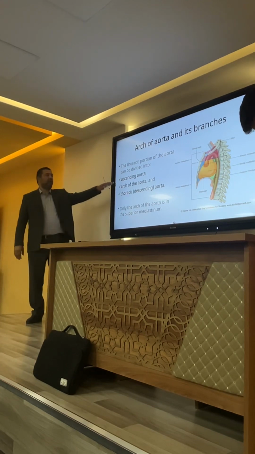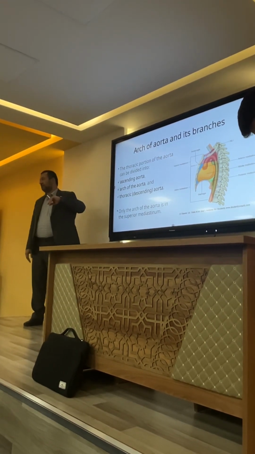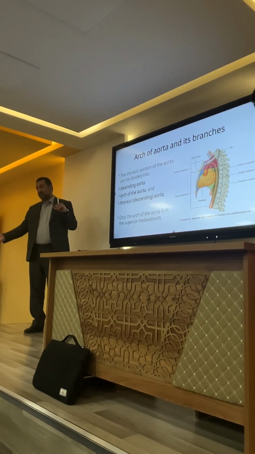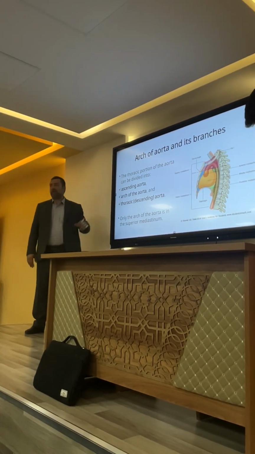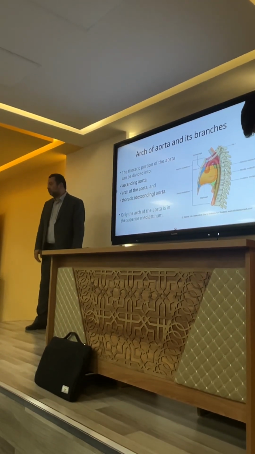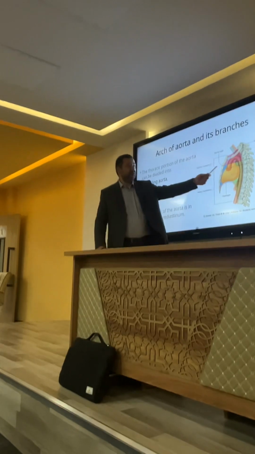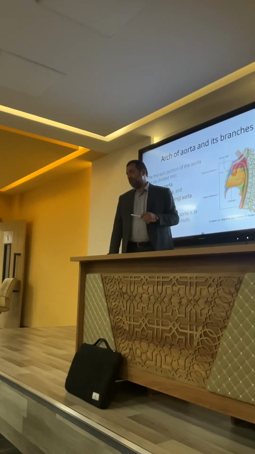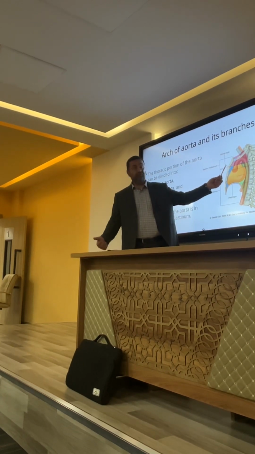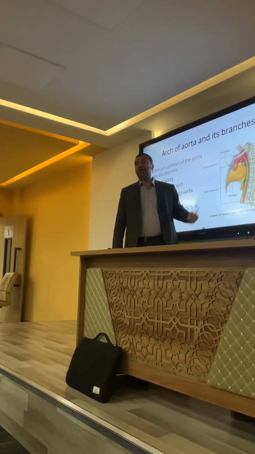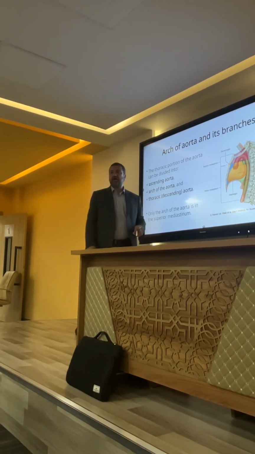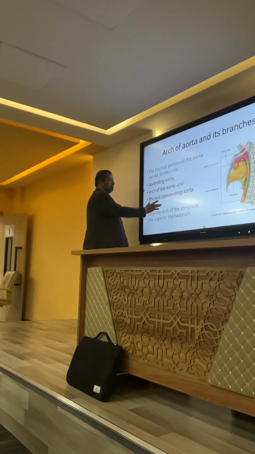In the thorax, there are three parts of the aorta. Ascending aorta in the middle mediastinum, arc of aorta in the superior mediastinum, and thoracic descending aorta in the posterior mediastinum. Ascending aorta in the middle mediastinum, arc of aorta in the superior mediastinum, and descending thoracic aorta in the posterior mediastinum.